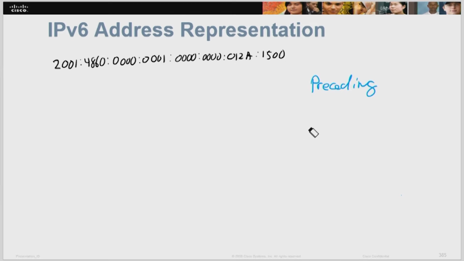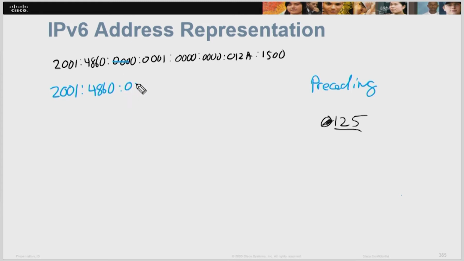So in the hextet, we can eliminate any preceding zeros. So if I had 0125, that 0 can go away and I can just use the 125, and that works fine for me. So up here, what can I get rid of in 2001? I can't get rid of anything. It's got to stay. I don't have any preceding zeros. How about 4860? That's got to stay too. What about 0000? I can get rid of the 3 preceding zeros.